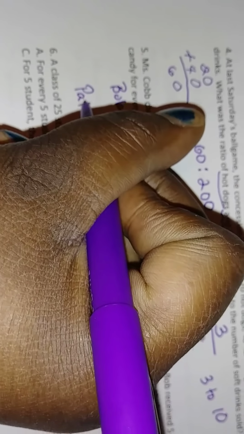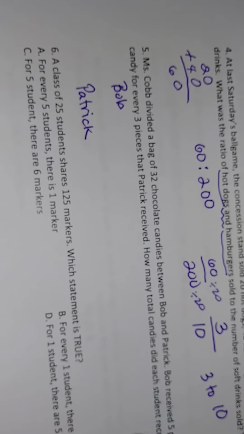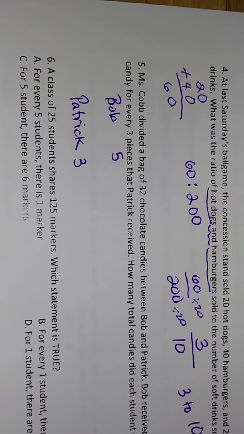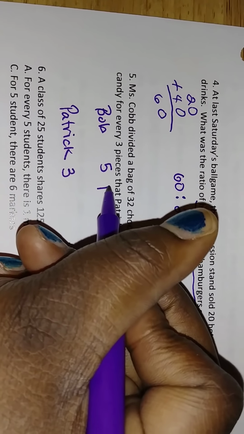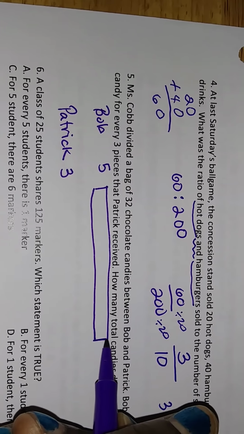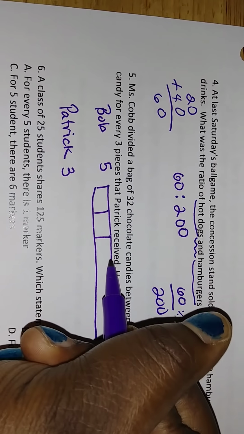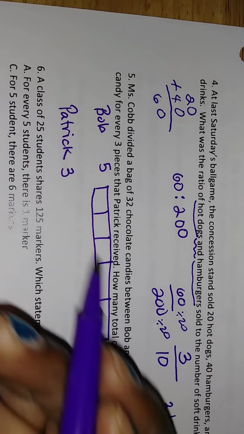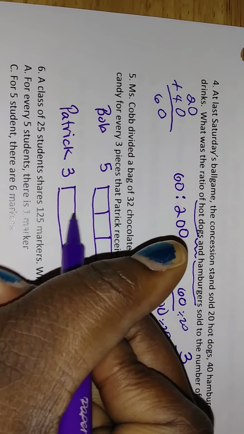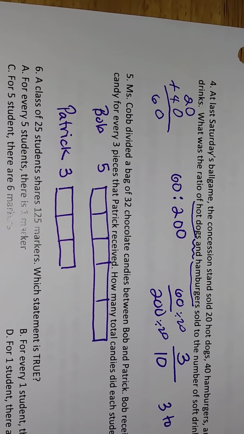So I'm going to write Bob and I'm going to write Patrick. And I know that Bob received 5 pieces and Patrick received 3. So that means for Bob, I'm going to draw 5 boxes. And remember, they don't have to be pretty. And for Patrick, I'm only going to draw 3.